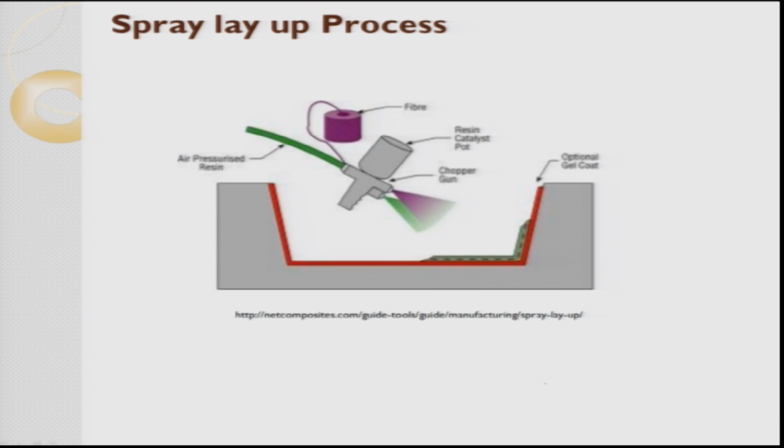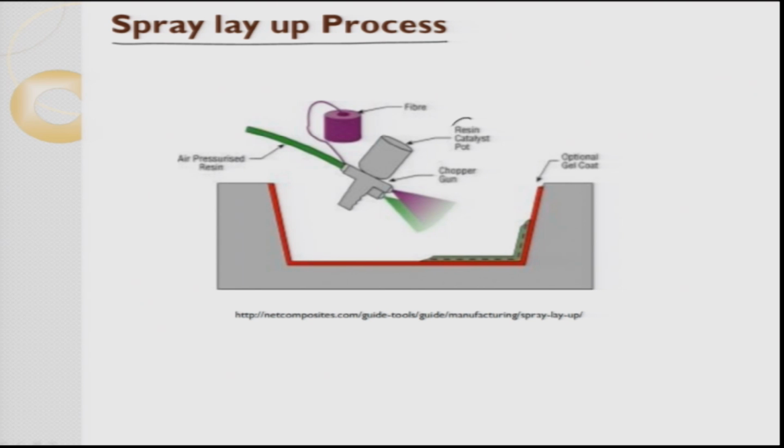So, the next process of discussion is going to be the spray layup process. Spray layup process is almost the same as your hand layup process, but the only thing here is we will use a long fiber, and this long fiber is allowed to pass through a nozzle wherein it is chopped and then it is sprayed.